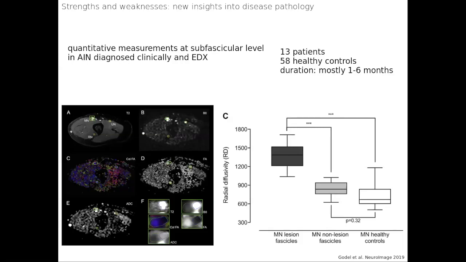Quantitative measurements can also be done at the subfascicular levels, as we have seen also with morphometric data, but this can also be done using diffusion or more advanced techniques like diffusion imaging. Here, the colleagues looked at the fractional anisotropy, or here it was the radial diffusivity, in different parts of the median nerve in patients with anterior interosseous nerve neuropathy.